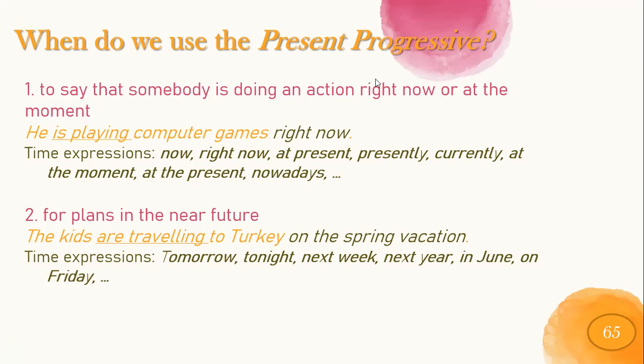Sorry for being late, no problem. For the usages of the present progressive, first we use it to express actions that are happening at the moment, now. Example: he is playing computer games right now. The teacher is explaining the lesson and the students are paying attention to her at the moment. So now I am explaining the lesson and you are listening to me. This is the first usage of the progressive.